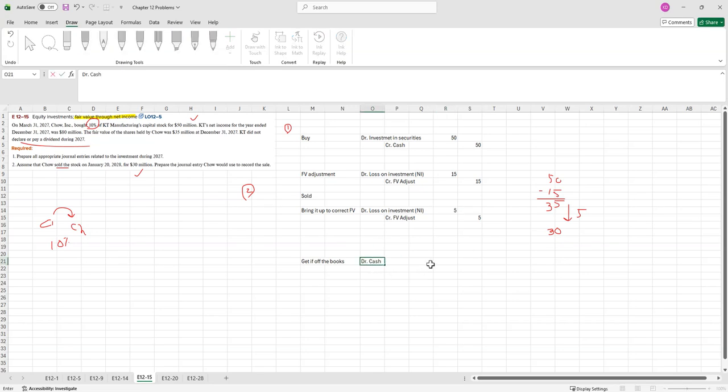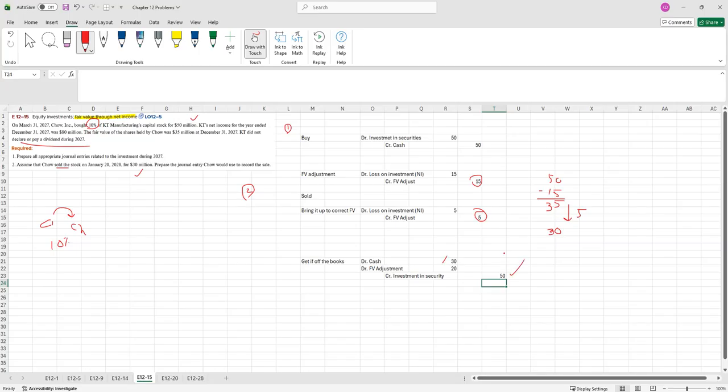We'll do debit cash for what we sold it for, 30. We will do debit fair value adjustment for 20 to get that off the books. And then we'll do credit investment in security for 50, okay? So essentially, we have the fair value adjustment all on the right. To get rid of it, we have to debit it. Here's what we sold it for, get that off the books. We recognize the income up here, not necessarily on the back end when we sell it.